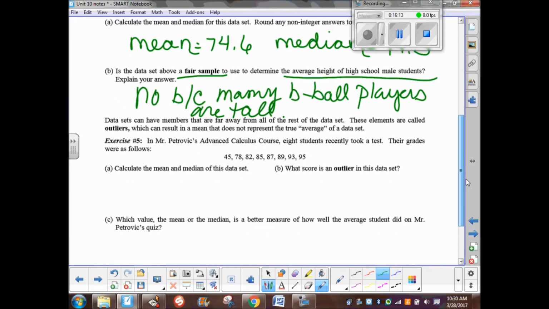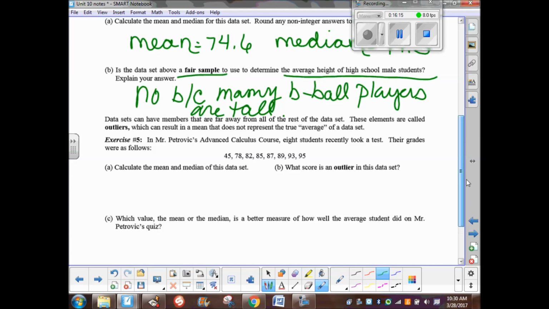Data sets can have members that are far away from all of the rest of the data. These elements are called outliers. You guys know that. Which can result in a mean that doesn't represent the average. Because we know if you have an outlier that's really high, it's going to pull the mean up. But if you have an outlier that's really low, what's it going to do to the mean? Down. Okay, and in this case, looking at that data for some test grades, the outlier is what? Is it low or high? Low. So what's that going to do to the mean? It's going to pull it down.